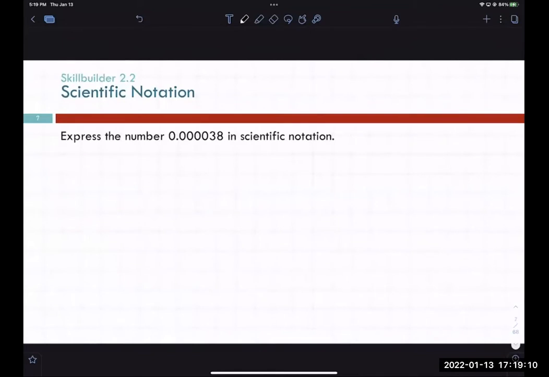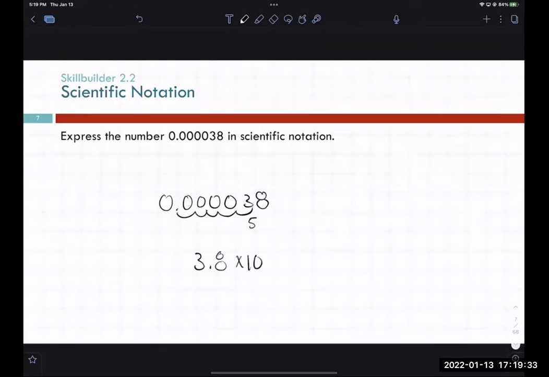So again, for small numbers, we do something similar, but we're moving the decimal in the opposite direction. So we want a number between 1 and 10. So we're going to move this over 1, 2, 3, 4, 5 spaces to get the 5 there, 3.8 times 10. And because we have a small number, we move that decimal place to the right. We're going to have times 10 to the negative 5.